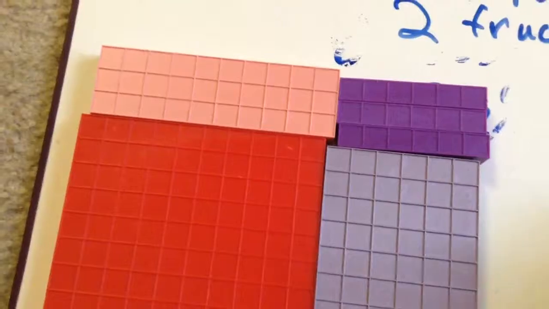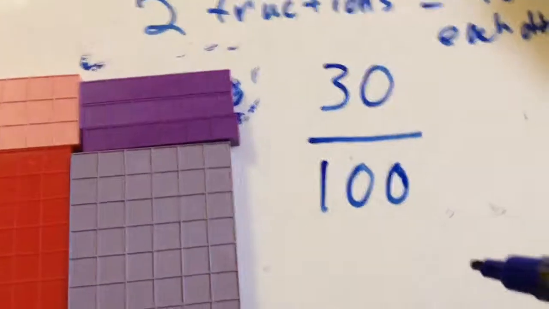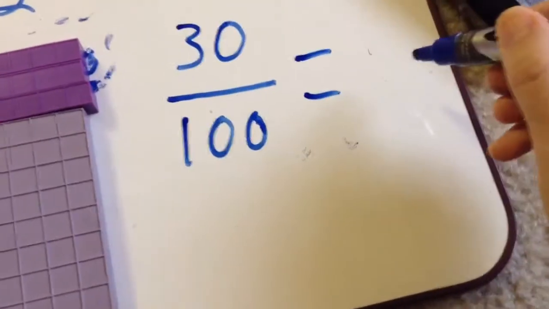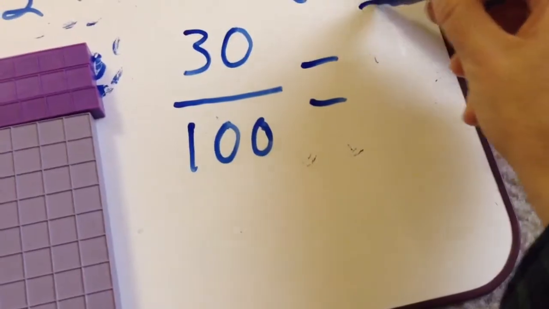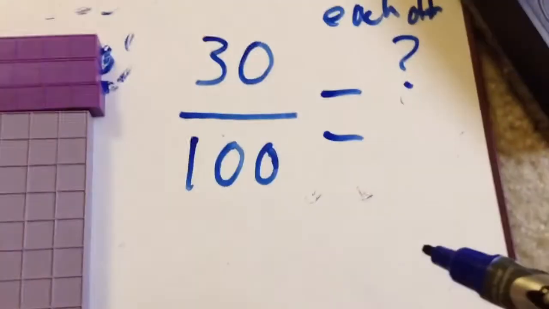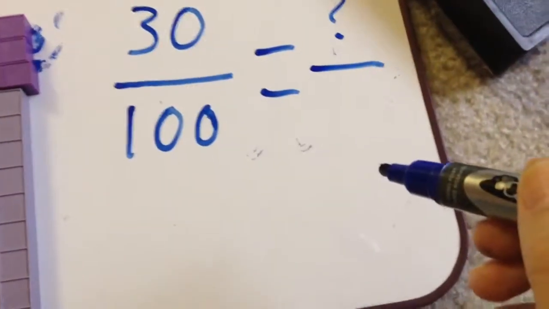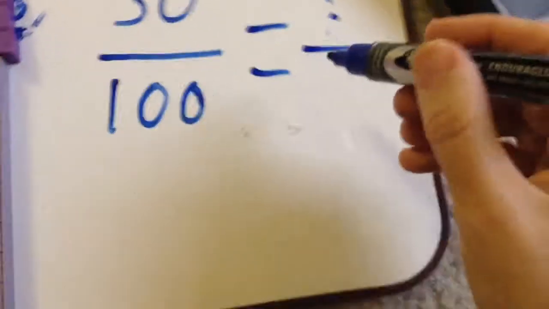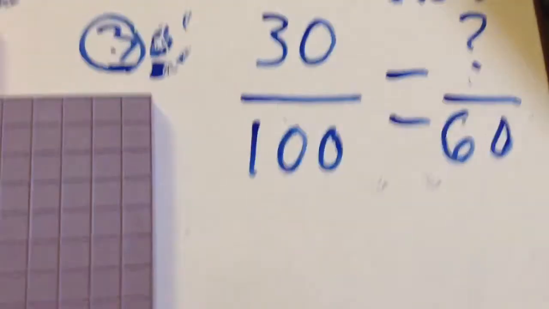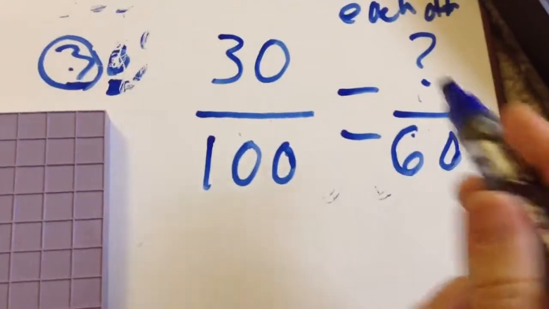30%. 30 per 100. Okay? And that's equal to, well, we didn't know how much that was in the beginning, so we can put a little question mark there. And we knew the other number was 60, right? We didn't know what this was. So what I want you to do is just get practice setting up a proportion.